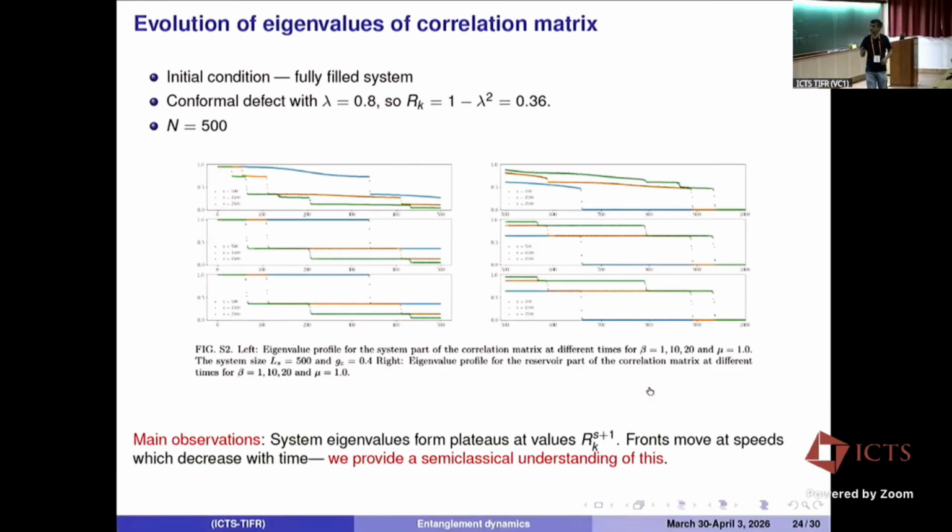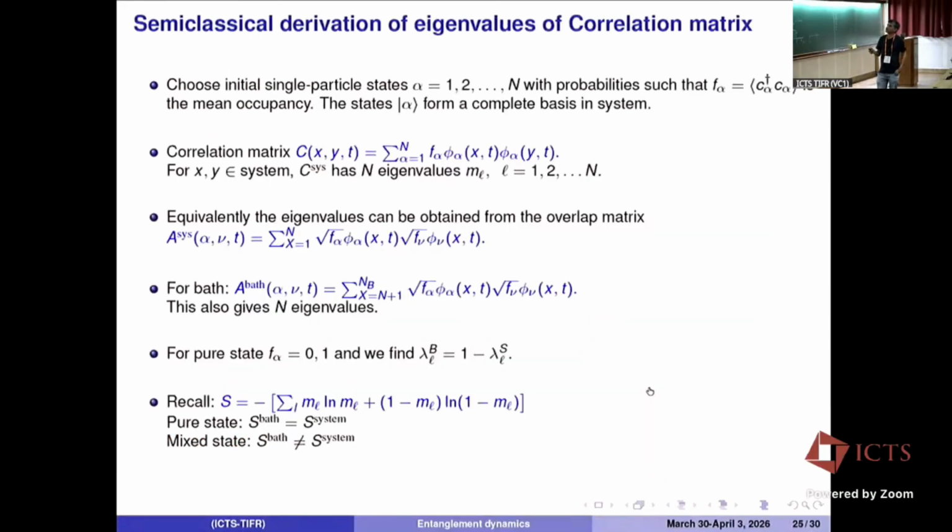The hydrodynamic theory is based on this. Let me just quickly explain the argument. Because we have non-interacting particles, the correlation matrix is given by this object. Phi alpha x t is my initial wave function, which I let evolve, and at time t it looks like this. This is exact. Alternatively, one can show that the eigenvalues can also be obtained by looking at this matrix, which is just using a different basis.